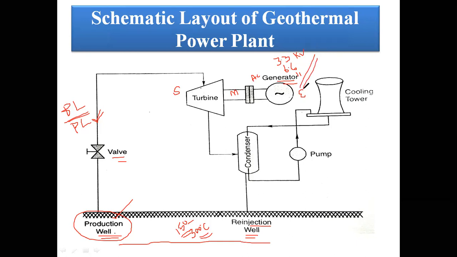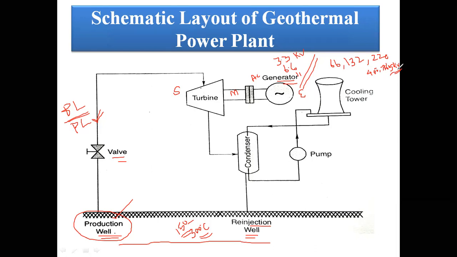This 3.3, 6.6 or 11 kV, we can step up into 66, 132, 220, 400 or 765 kV. In India, the maximum operating voltage in the AC transmission line is 765 kV. Based upon the distance or the line length, we are boosting the voltage, that is, stepping up the voltage with the help of a step up transformer.